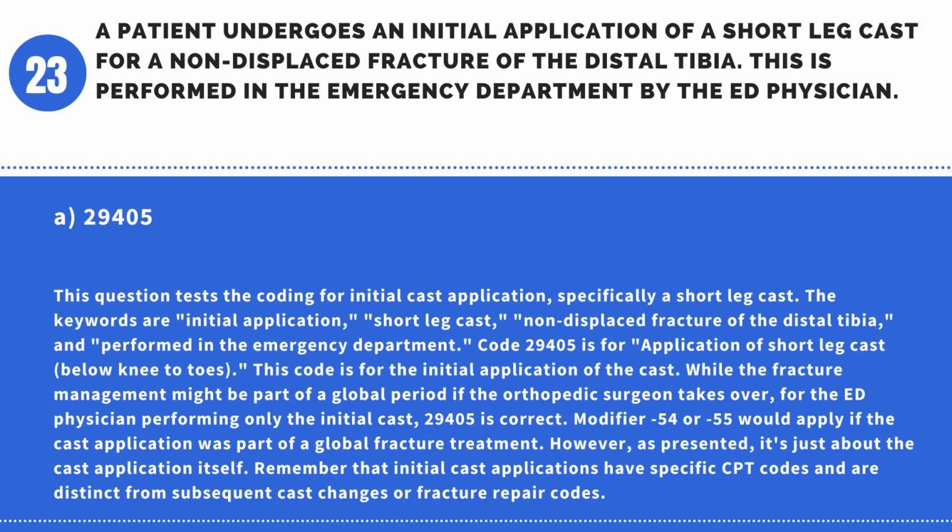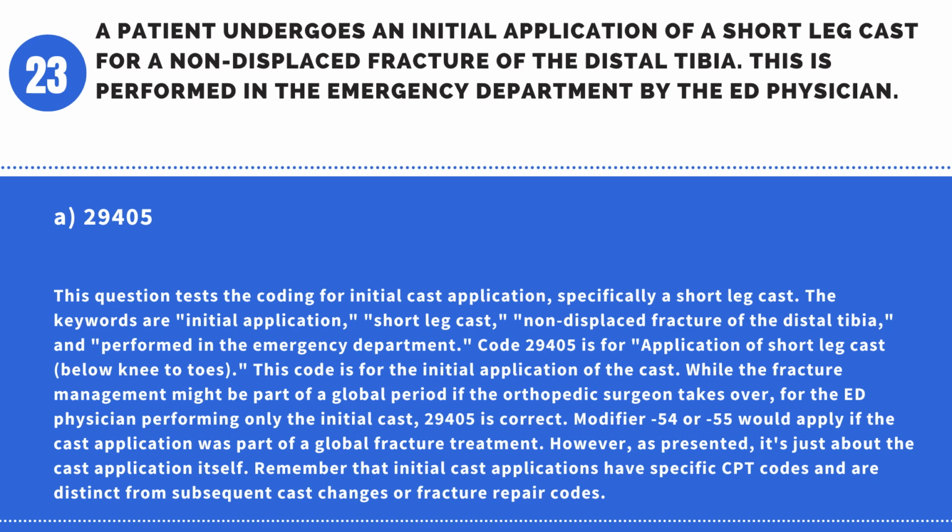29,405. This question tests the coding for initial cast application, specifically a short leg cast. The keywords are initial application, short leg cast, non-displaced fracture of the distal tibia, and performed in the emergency department. Code 29405 is for application of short leg cast, below knee to toes. This code is for the initial application of the cast.